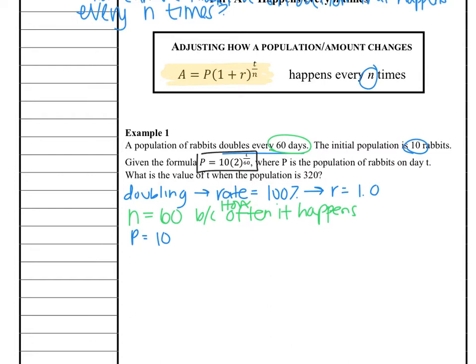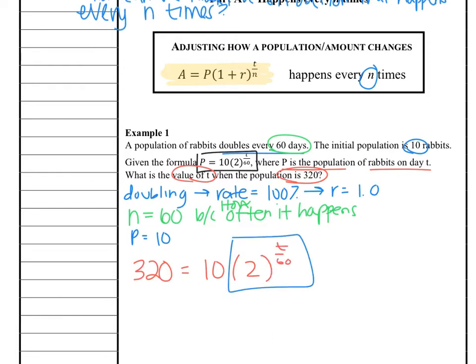Population equals 10 times 2 raised to the t over 60. So you see that time divided by the number of times that it happens, or how often it happens. So P is the population on day T. What is the value of T when the population is 320? So really, we're just plugging in here to solve. 320 equals 10 times 2 raised to the t over 60. And our goal is to get this term by itself because it's got the t in it that we're solving for, so divide out that 10. We've got 32 equals 2 raised to the t over 60.